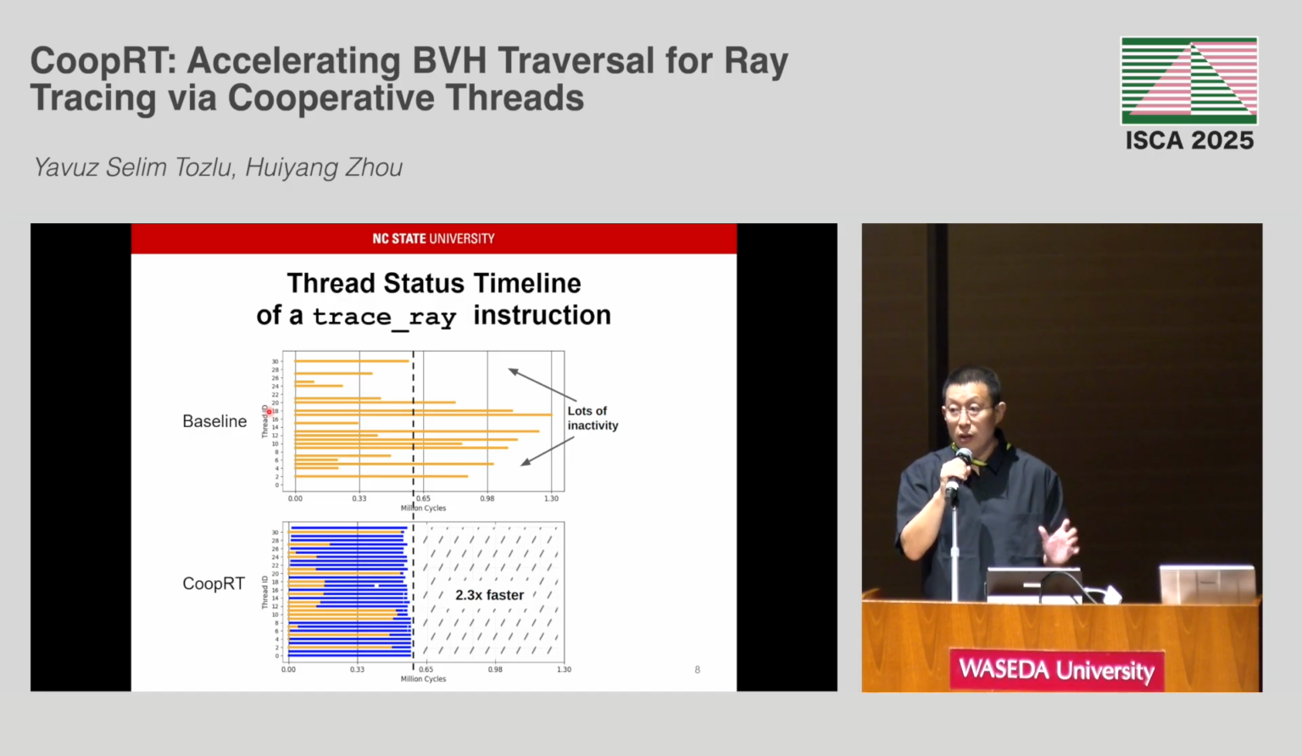So our CoopRT idea is to ask, how about we leverage those idle threads such that they can steal some work from those busy threads? As a result, what we achieve is the bottom part. As you can see, those blue color ones are the helper threads. They are now busy performing useful operations for those busy threads. So the overall execution time will be reduced and the overall hardware utilization will be improved. Now let's see how we do that.